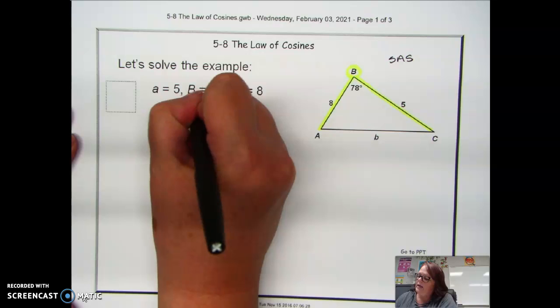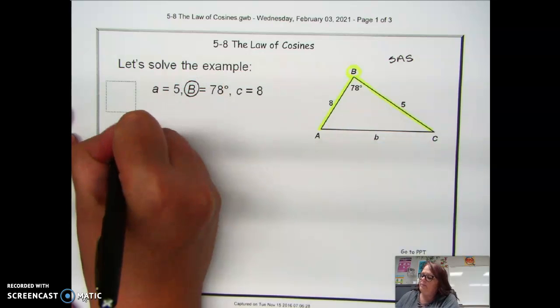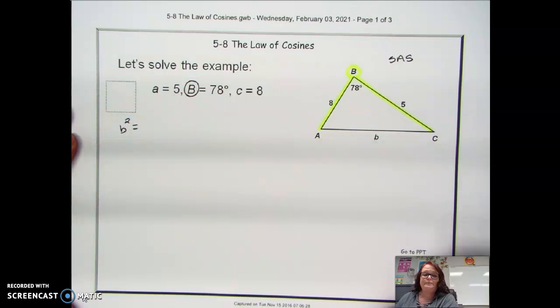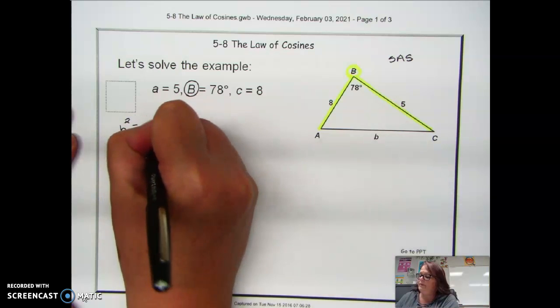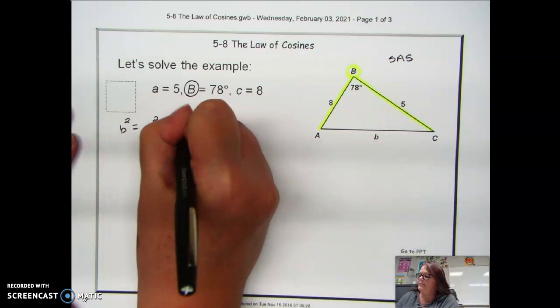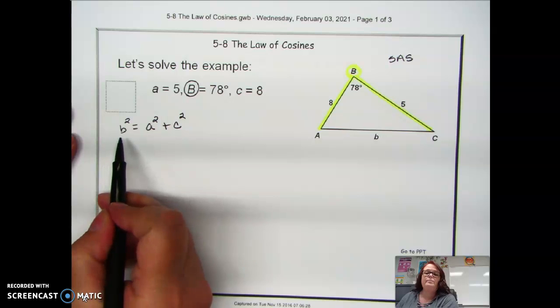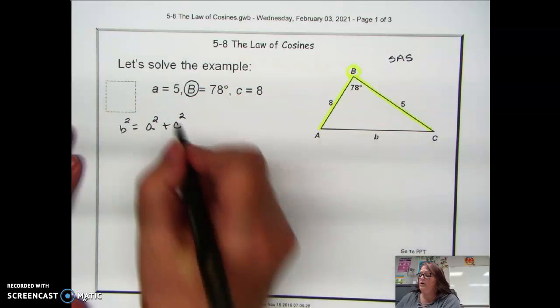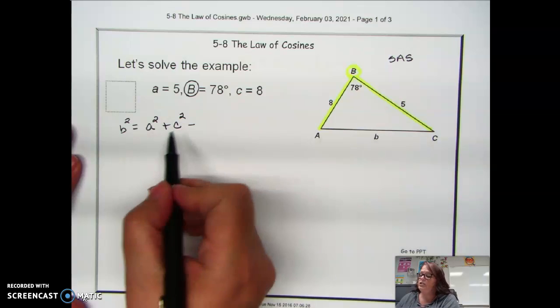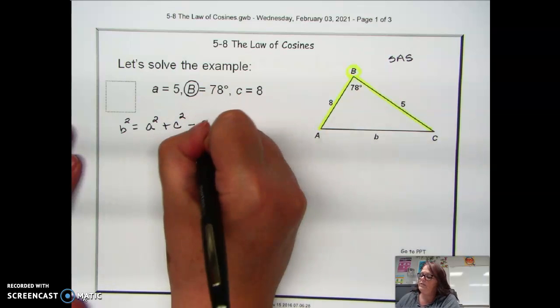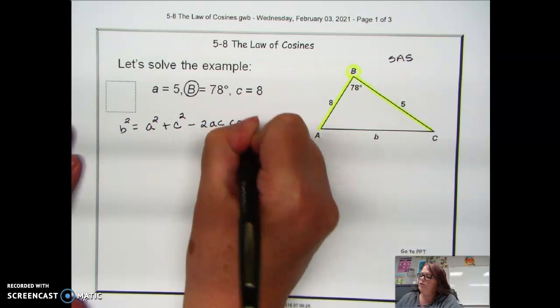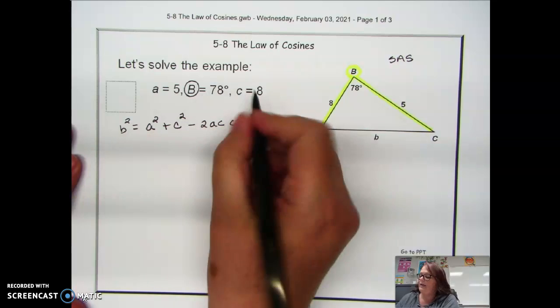So on this one, I know the measure of angle B. That means I want little b on the left. And then finishing up my Pythagorean theorem, I would have a squared plus c squared. In this case, my b would be like my quote unquote hypotenuse. But because it's not a right triangle, we need to make an adjustment. That adjustment is minus 2 times each of these times the cosine of this one's angle.